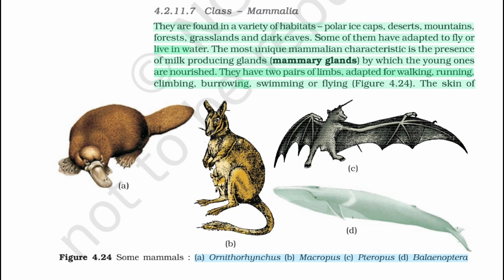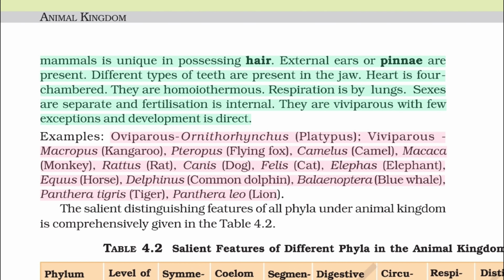4.2.11.7 Class Mammalia. They are found in a variety of habitats: polar ice caps, deserts, mountains, forests, grasslands and dark caves. Some of them have adapted to fly or live in water. The most unique mammalian characteristic is the presence of milk-producing glands, mammary glands, by which the young ones are nourished. They have two pairs of limbs, adapted for walking, running, climbing, burrowing, swimming or flying. Figure 4.24. The skin of mammals is unique in possessing hair. External ears or pinnae are present. Different types of teeth are present in the jaw.